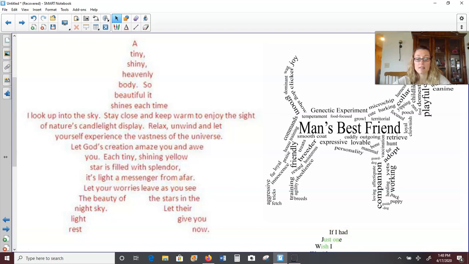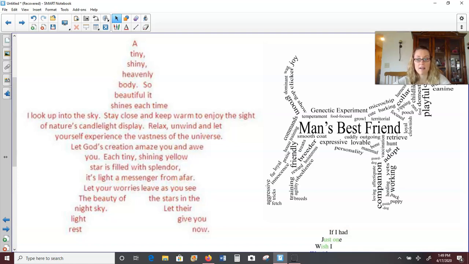I stay close and keep warm to enjoy the sight of nature's candlelight display. Relax, unwind, and let yourself experience the vastness of the universe. Let God's creation amaze you and awe you. Each tiny, shining yellow star is filled with splendor. Its light a messenger from afar. Let your worries leave as you see the beauty of the stars in the night sky. Let their light give you rest now.